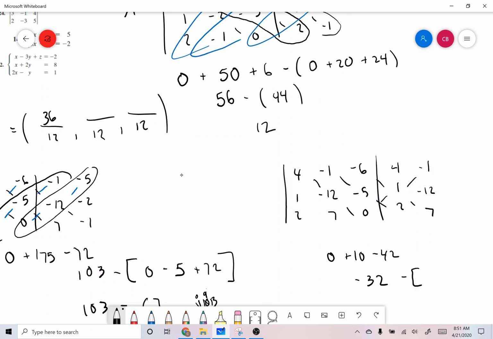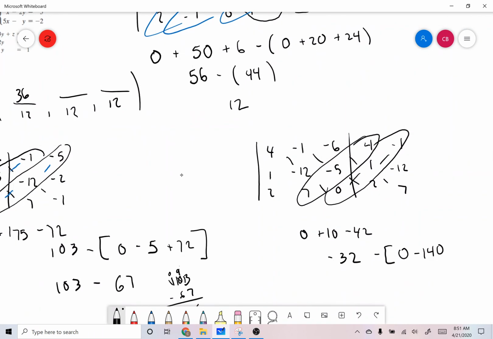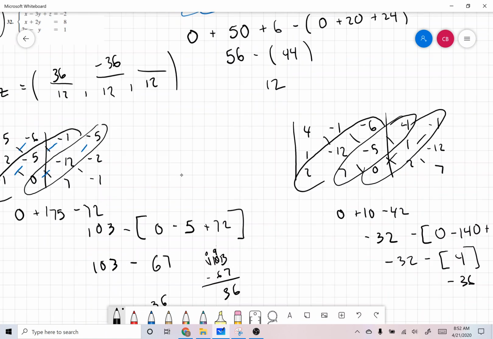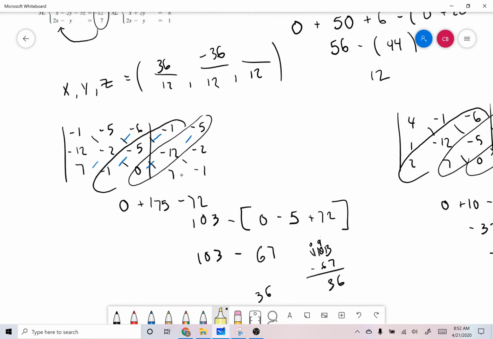Minus, this way, that's 0. These 3, sorry, I did these 3, that's 0. These 3 is going to be negative 20 times 7, that's negative 140. And positive 72, 144. Which is negative 32 minus 4, negative 36, which is negative 36 up here, which is 3. So that one's good. And then finally we're going to do z.